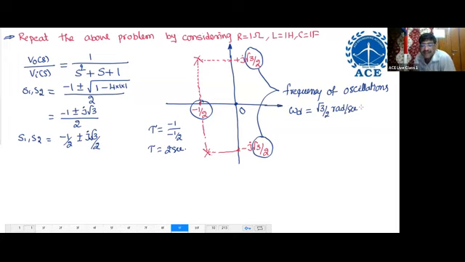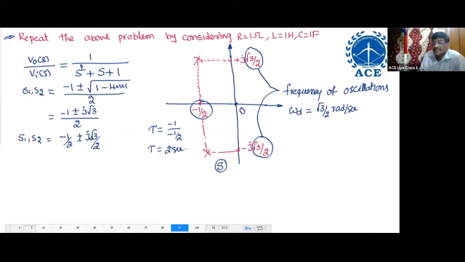Here we have damped oscillations; we don't get the natural frequency. Poles on the imaginary axis give natural frequency. Poles in the left half give damped oscillations. Right side is unbounded oscillations. So the system is stable. Poles lying in the left hand side means it is a stable system.